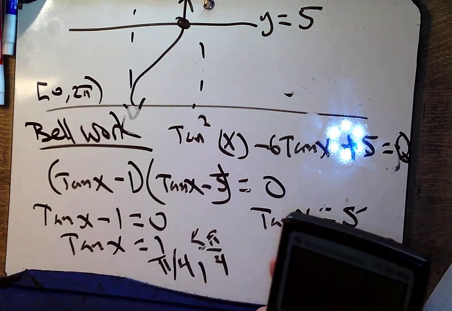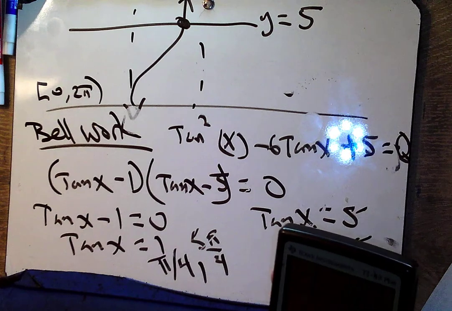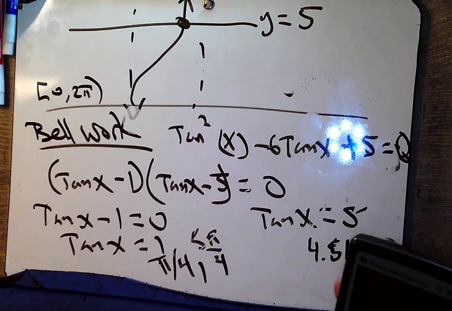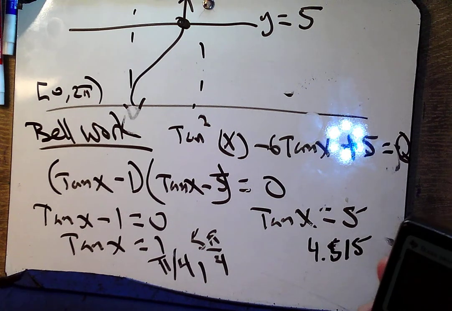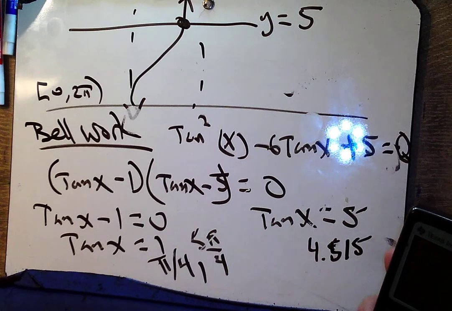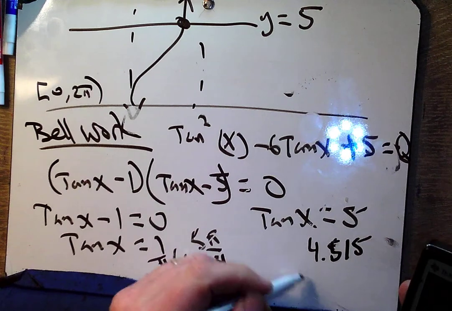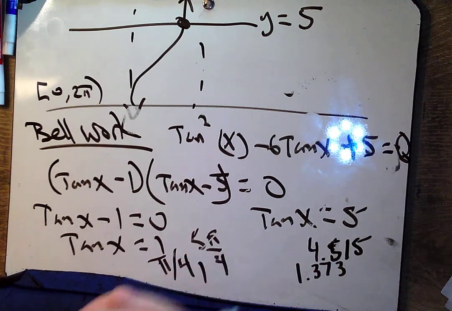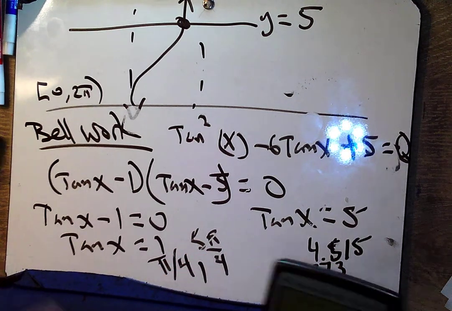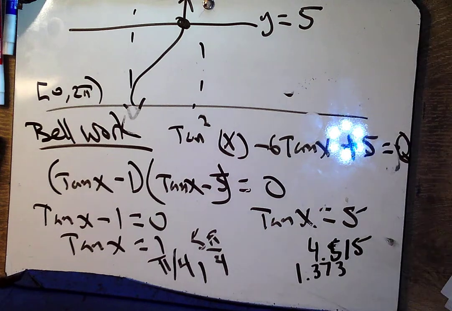And then this other solution, they're pi apart from each other. So I could just do 4.515 minus pi and get 1.373 as my second solution. Or second, calculate intersect on the calculator. Okay? Watch out for that.